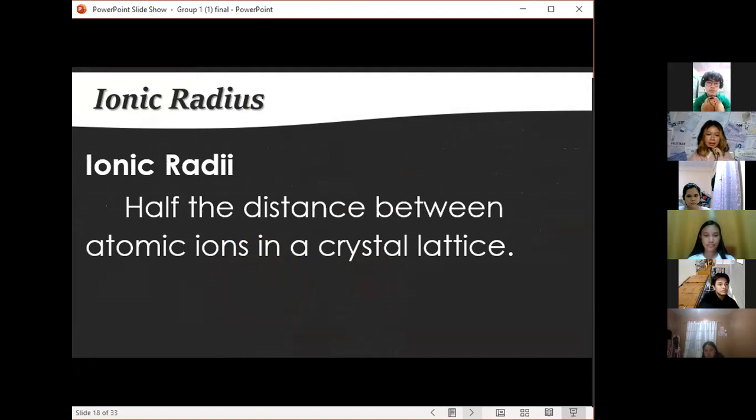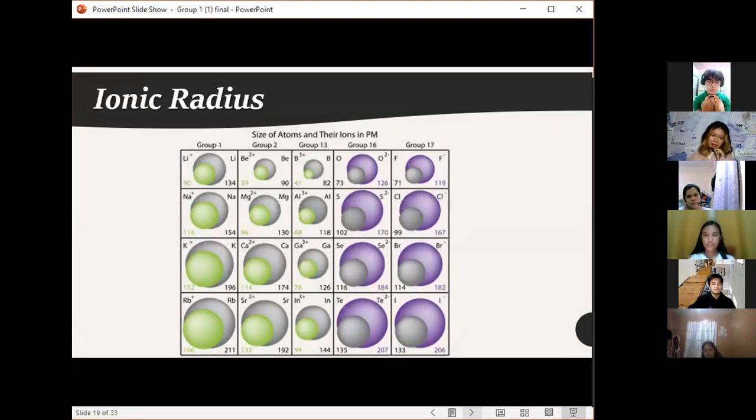An ionic radius is half the distance between the atomic ions in a crystal lattice. Sa crystal lattice, may arrangement ang mga ions in a three-dimensional space, and the addition and the removal of an electron can affect the size of an atom.